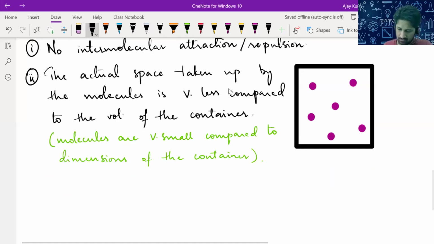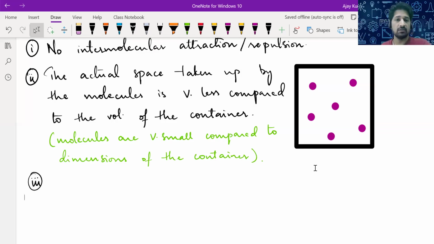Next, these gas molecules will be moving around randomly, right? So obviously they will undergo collisions. They may collide with other gas molecules. They may even collide with the container also, the walls of the container.